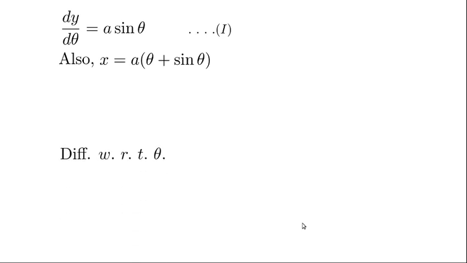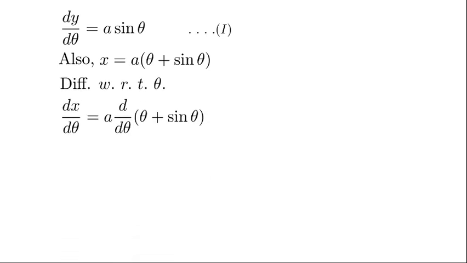And x equal to a into bracket theta plus sin theta. Differentiate with respect to theta because theta is the parameter again. Therefore, dx by d theta is equal to a goes out, d by d theta of theta plus sin theta. Derivative of theta is 1 with respect to theta, and derivative of sin theta is cos theta. This is dx by d theta.